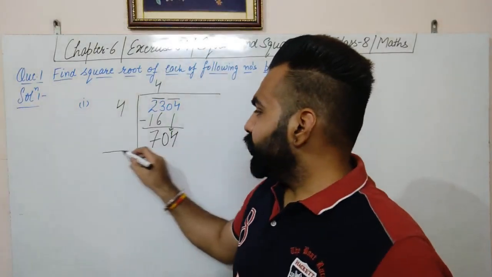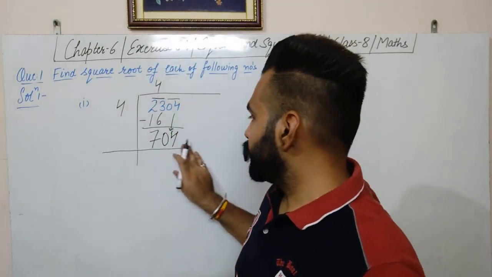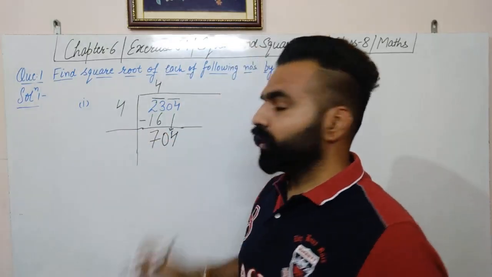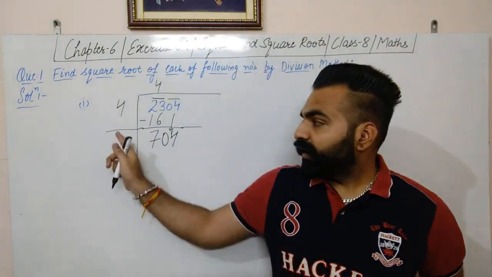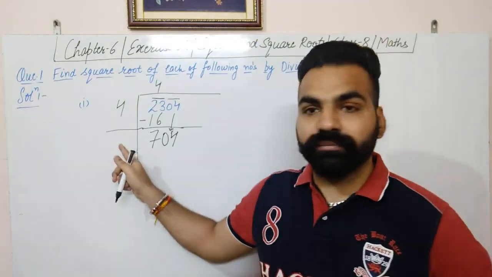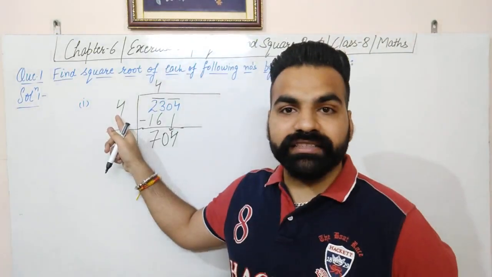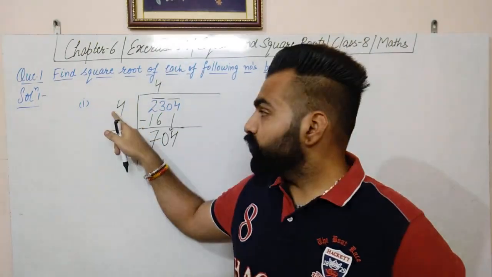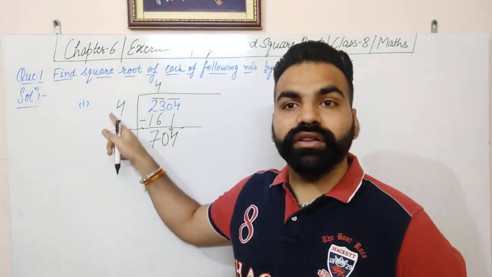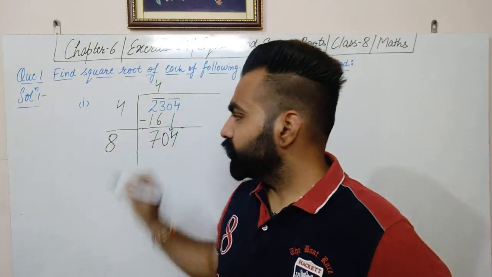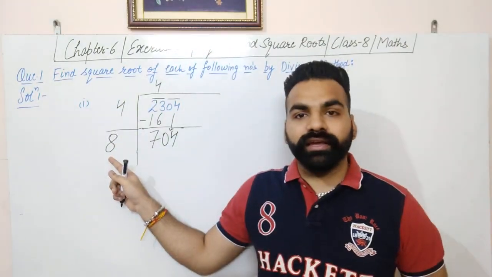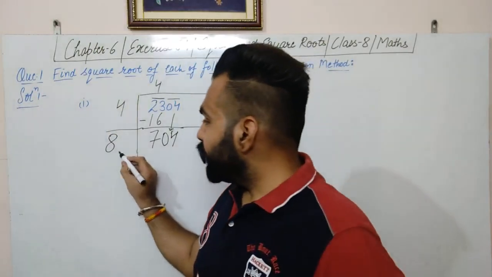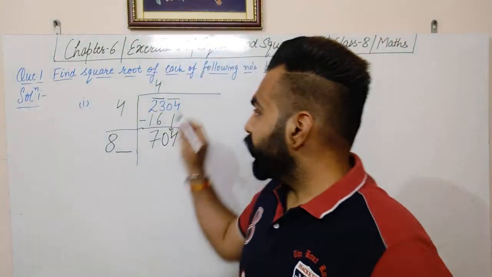Now we will put a line here. So the next step is to find the number here. For getting this number we will double the divisor of the previous step. So what was the divisor here? The divisor here was 4. So the number here will be double of 4, that is 8. So the number which will appear here will be the double of the previous divisor. Now we will put a blank here and a blank here also.